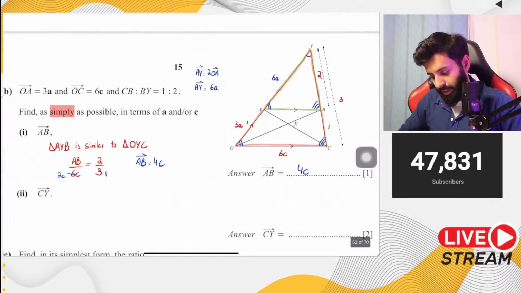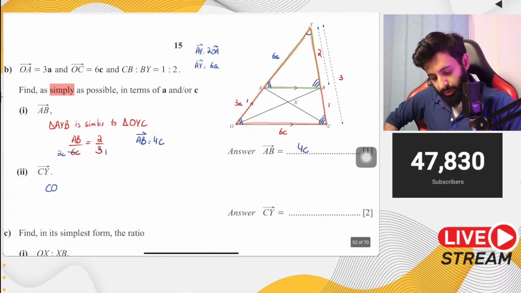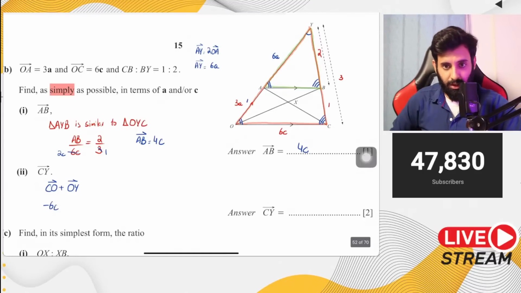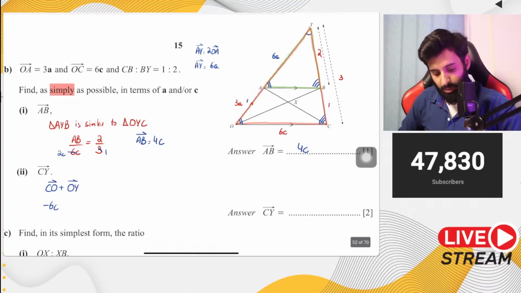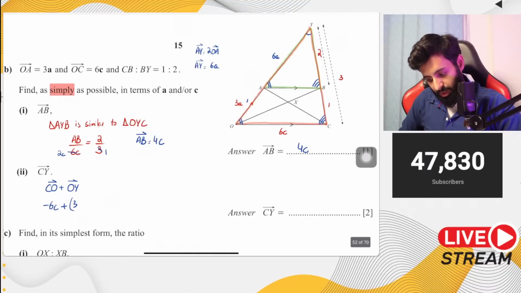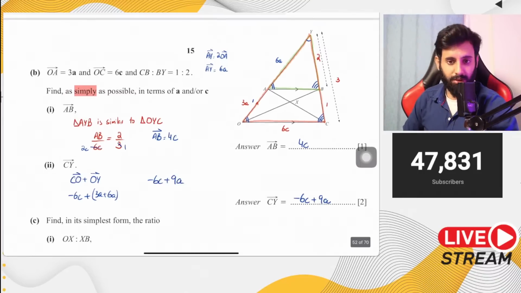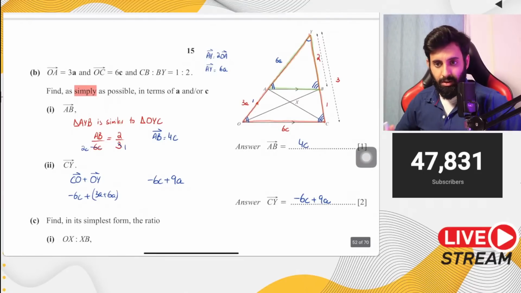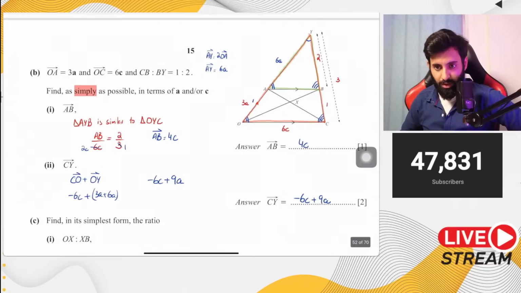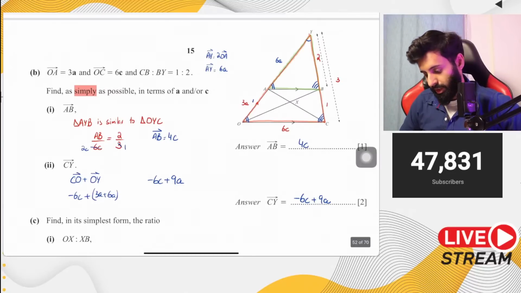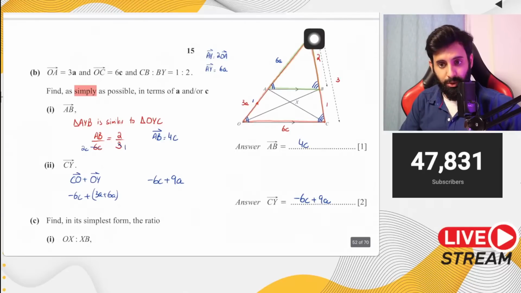Okay. Now can you find out CY? Yes, you can. All you have to do is go from C to O and then from O to Y. So CO is going to be minus 6C. Minus 6C plus 3A plus 6A. So what do we have? We have minus 6C plus 9A as our answer. Now, minus 6C plus 9A, not 6A. AY will be 6A, but you need to go from O to Y.